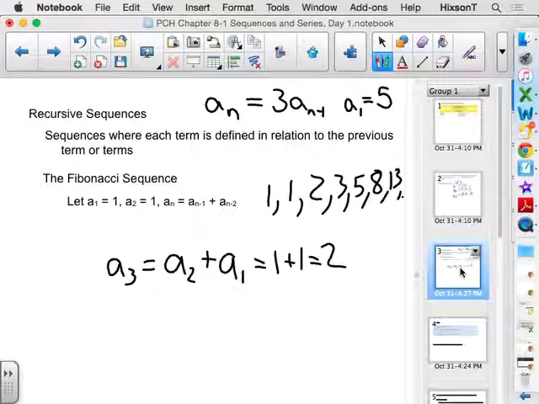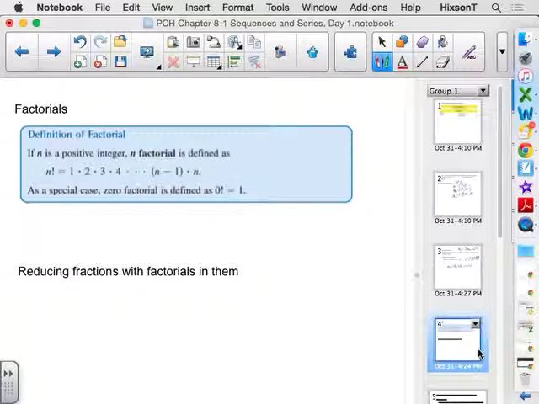Every term relies on a previous term, or two. Now, another aspect that we need to consider here is the factorial. This is some notation that you need to be familiar with.